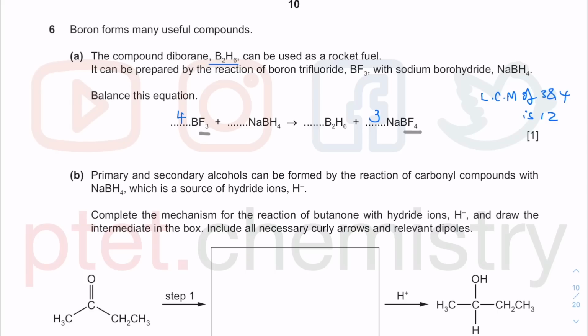And what next? If we have 3 sodium, we must have 3 sodium there. And what next? If we have 4 times 3, which is 12 hydrogen, we must have 2 B2H6. And now what next? 4 boron plus 3 boron is 7 boron. 2 times 2 is 4. 4 plus 3 is 7 boron. This equation is now balanced.